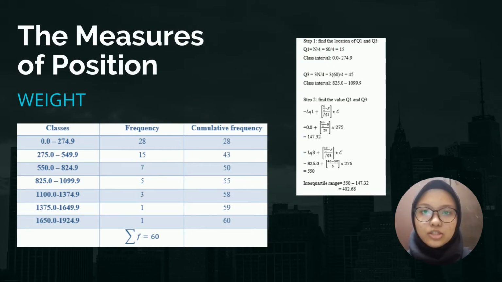After that, the measure of position of weight. Based on this table, we have used it to find the interquartile range, where the answer is 402.68, following the formula.